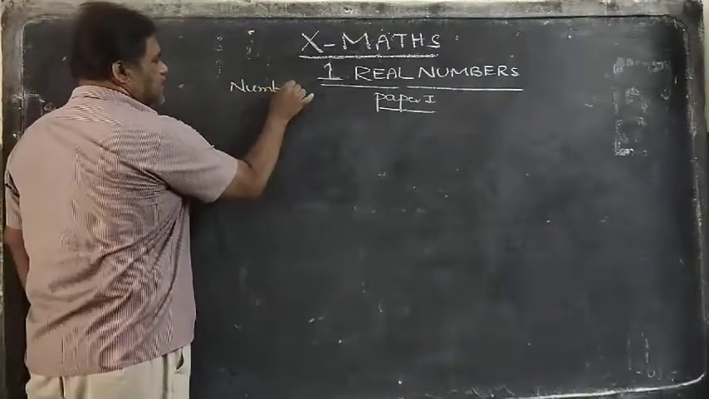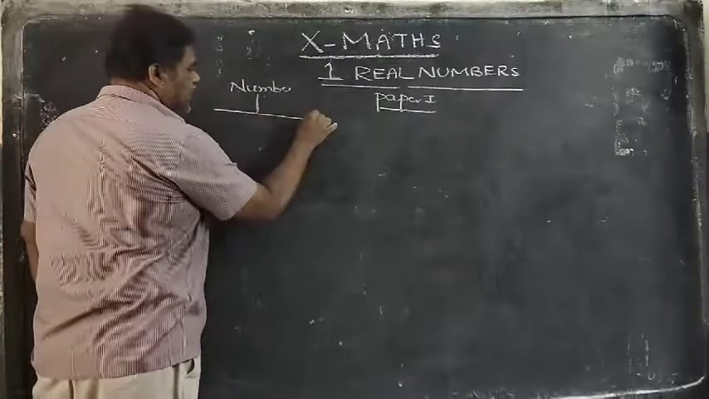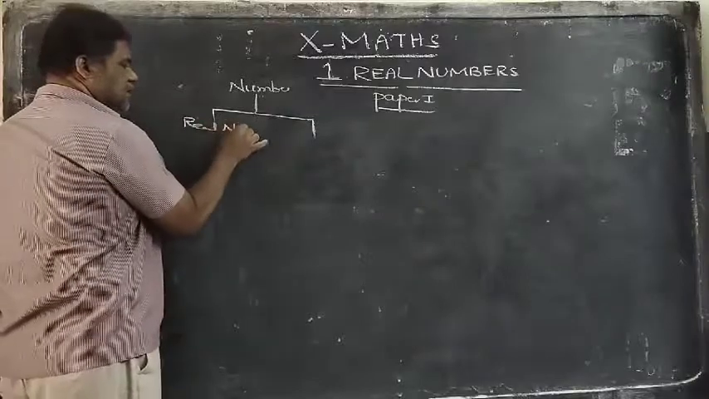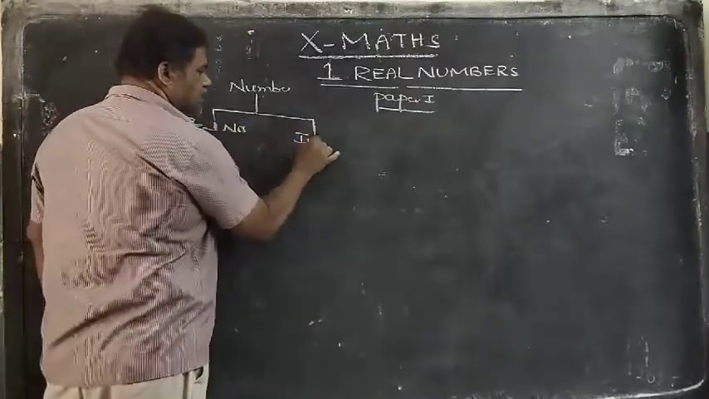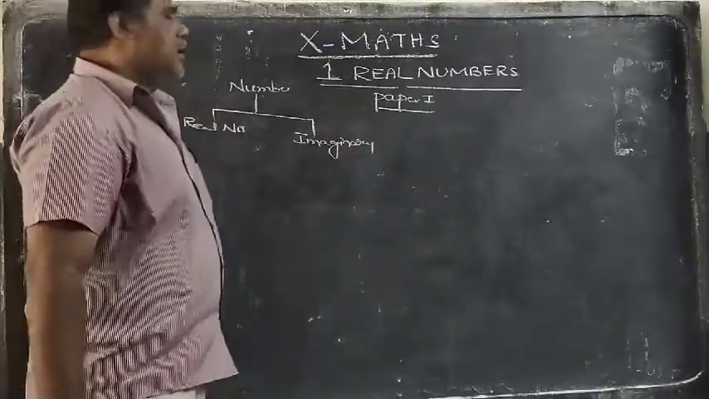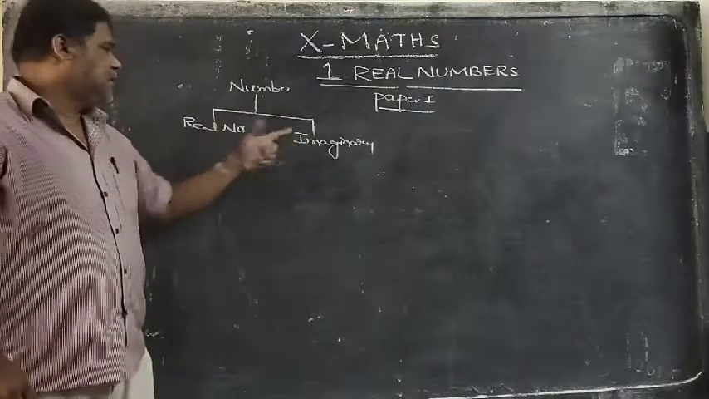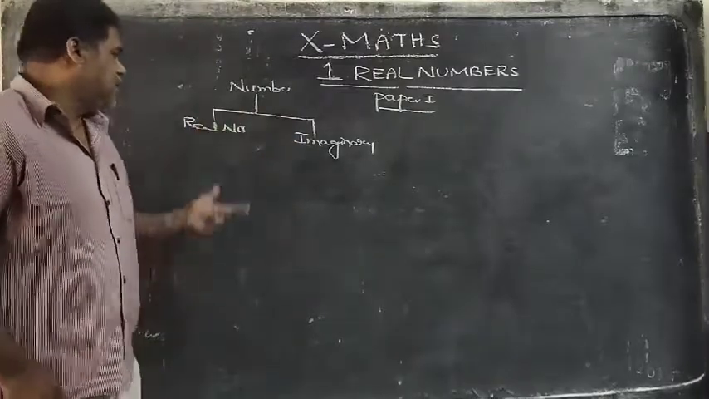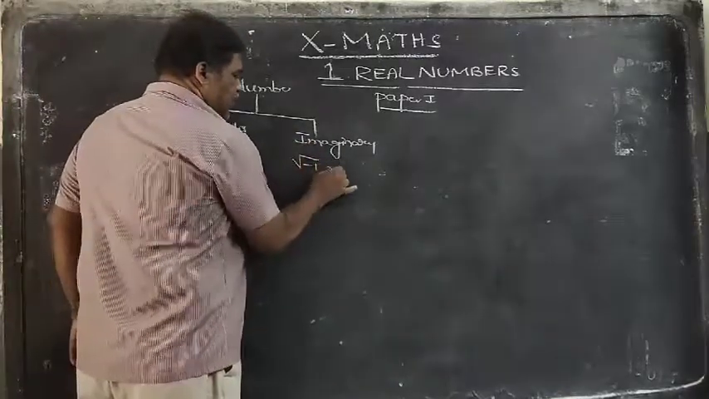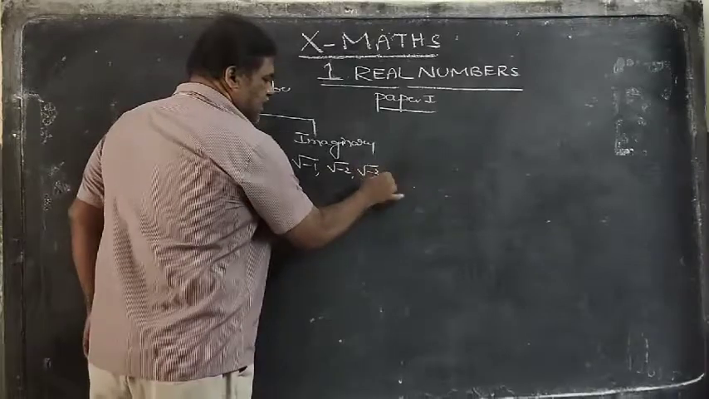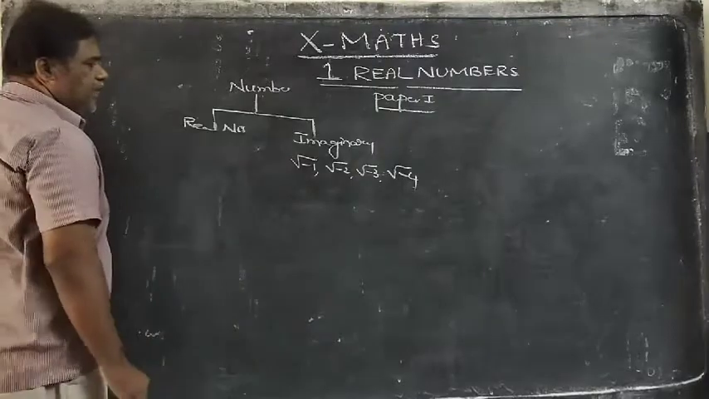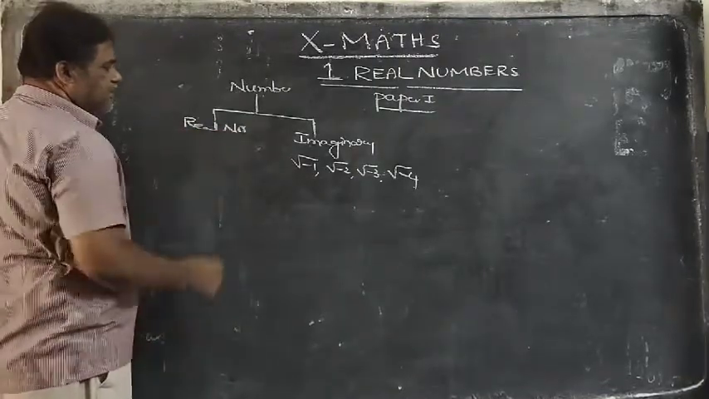what real numbers are. Numbers are divided into two types. One is real numbers, the other is known as imaginary numbers. All numbers are real numbers except the square root of negative numbers. If you take the square root of negative numbers, they are known as imaginary numbers. So, except these square roots of negative numbers, all remaining numbers we call real numbers.